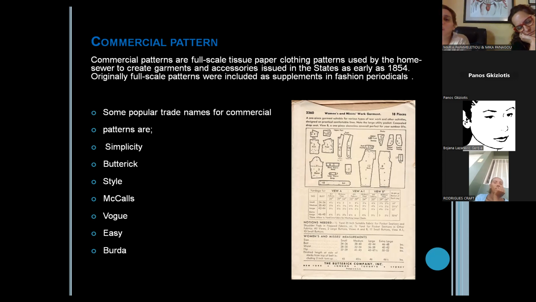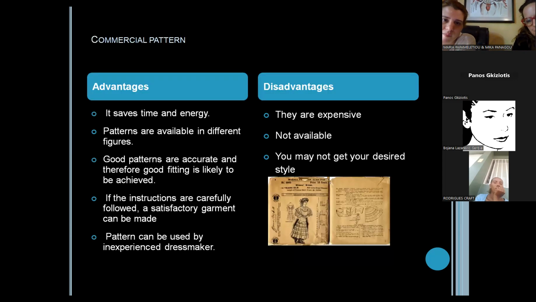Some popular names for commercial patterns are Burda, Vogue, McCall's. You can find them on Pinterest. Butterick, I think, is the first one. You see a pattern of Butterick here. I think Pinterest is the best place for this. Advantages: save time and energy. Patterns are available in different figures.